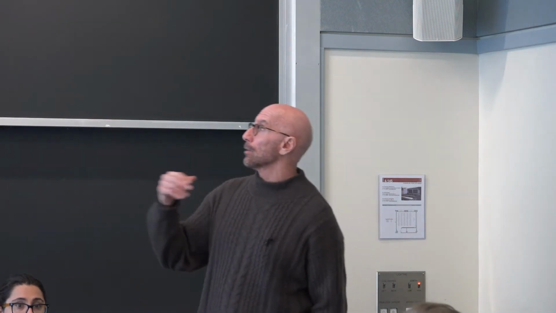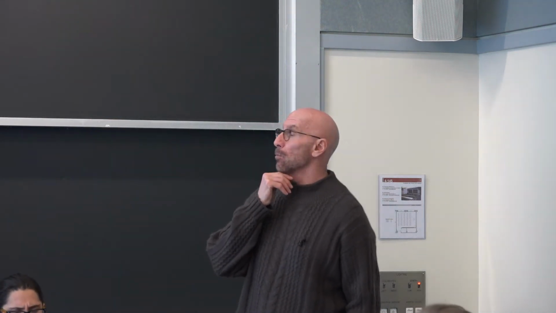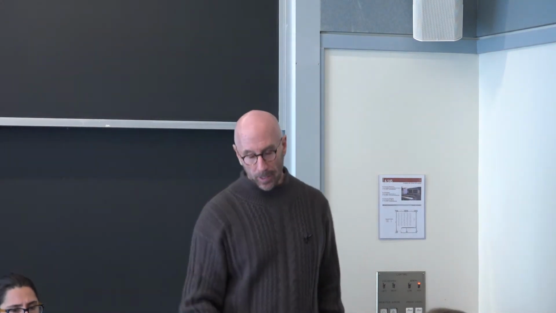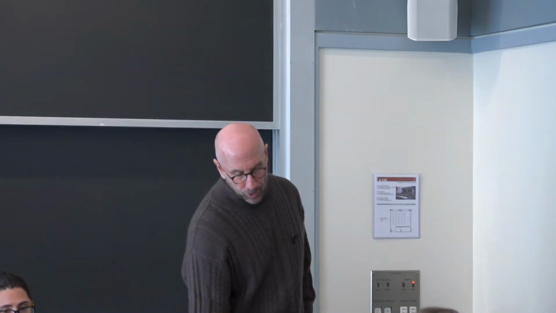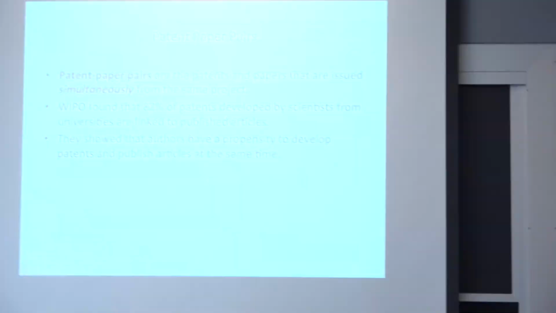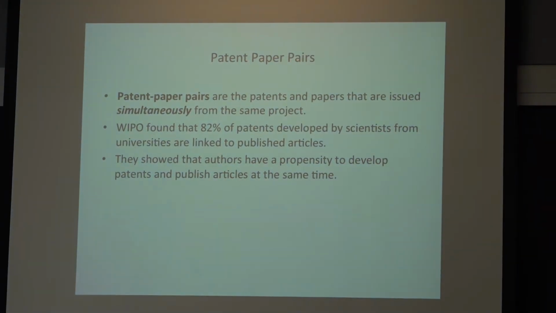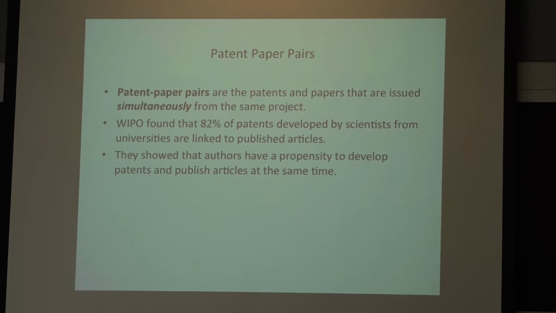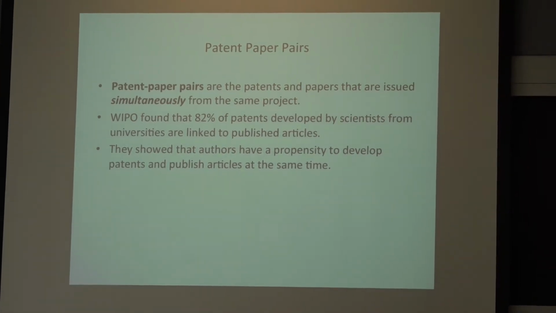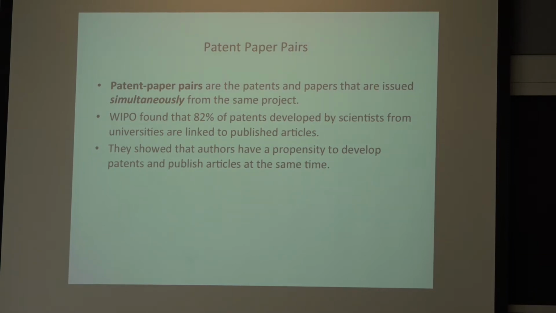And the question that they were trying to analyze at that time was whether that behavior, creating patent paper pairs in an effort to silo your research, inhibited the dissemination of scientific knowledge. So just as I said, patent paper pairs are the patents and papers that are issued simultaneously from the same project. I think it was 2012, the World Intellectual Property Organization found that 82% of patents developed by scientists from universities are linked to patent paper pairs.